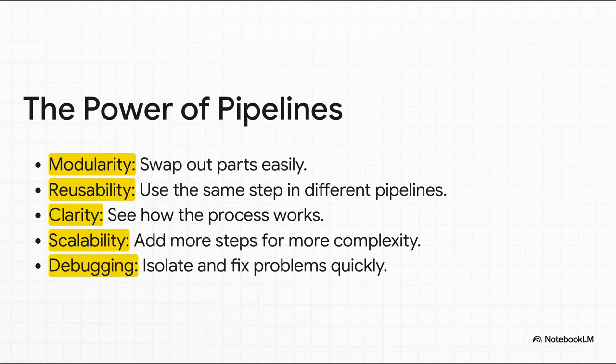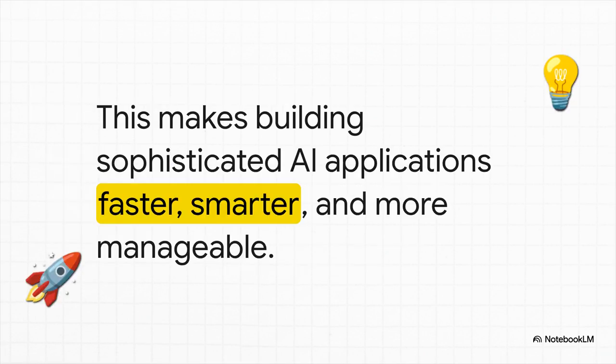Let's break it down. Modularity, that means you can swap out a search tool for a different one just like changing a Lego brick. Reusability, that summarizer tool you built can be used in dozens of other AI apps you create. Clarity means anyone on a development team can look at it and see exactly how it works. Scalability lets you just keep adding more steps to tackle even bigger, more complex problems. And the big one for developers, debugging becomes so much simpler. If the final answer is weird, you can check each station on the line and pinpoint exactly where things went wrong.